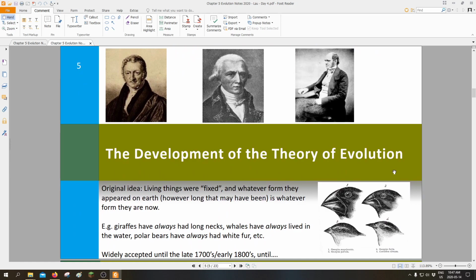Why are living organisms the way they are? Where do they come from? And why do they look the way they do? So the original idea was living things were actually fixed, and whatever form they appeared on Earth, however long that may have been, is whatever form they are now.